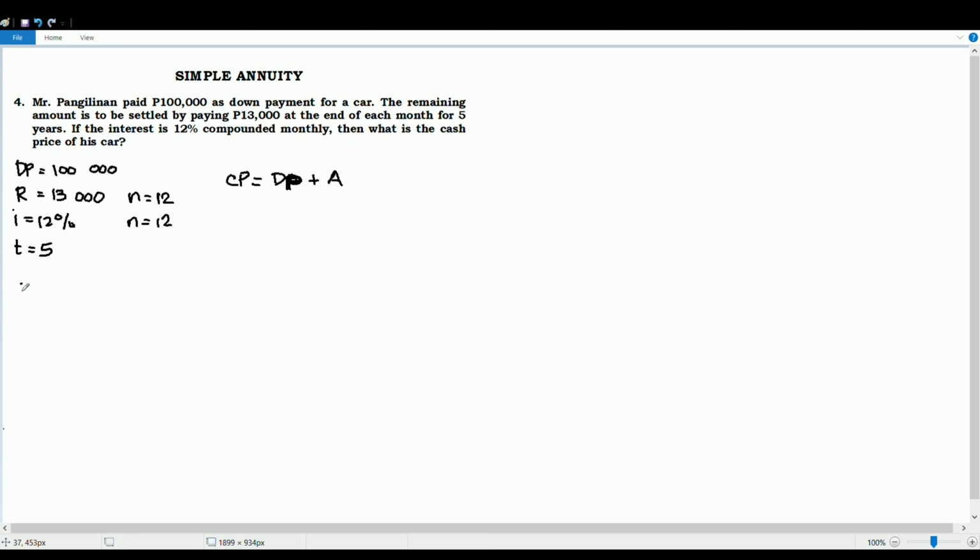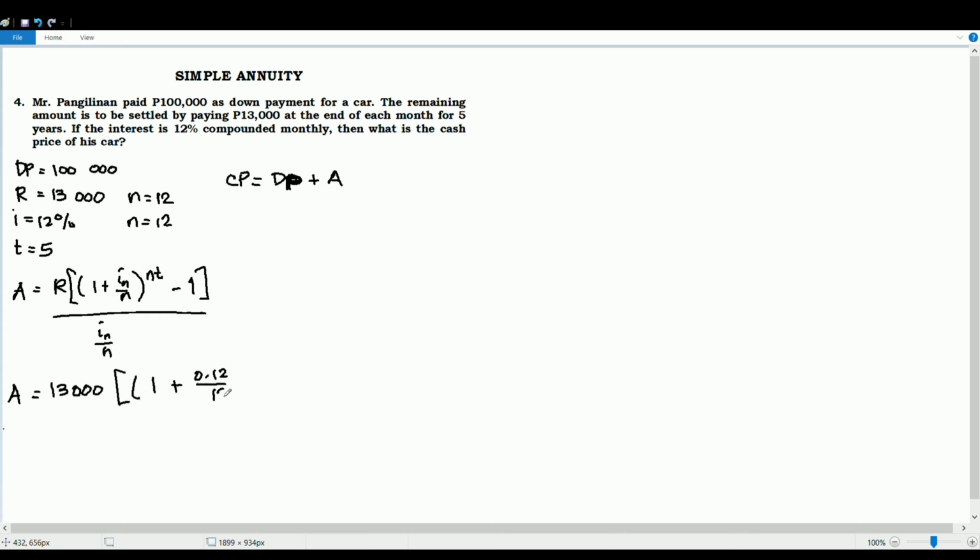So we are looking for the annuity of the balance. So we have annuity is equal to R times 1 plus i subscript n over n raised to nt minus 1 over i subscript n over n. And our regular payment is 13,000 to be multiplied by 1 plus 0.12 over 12 raised to 12 times 5 years minus 1 over 0.12 over 12.